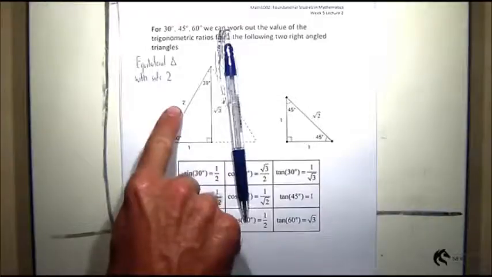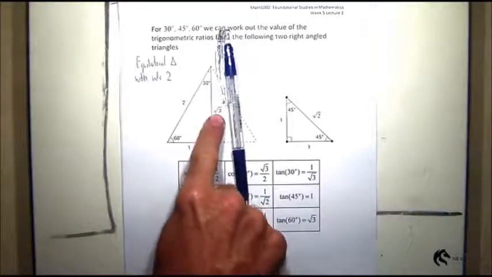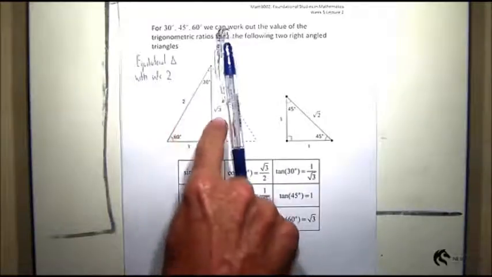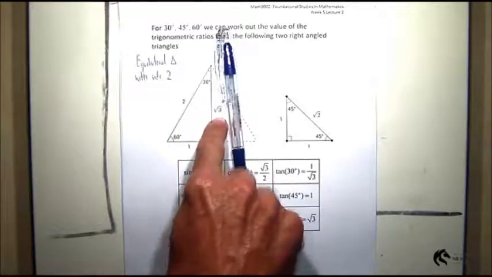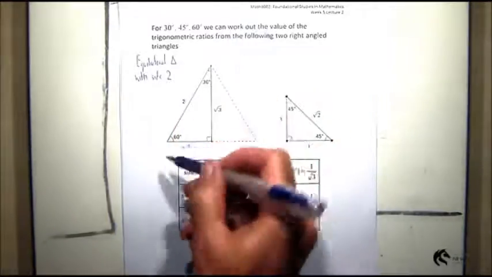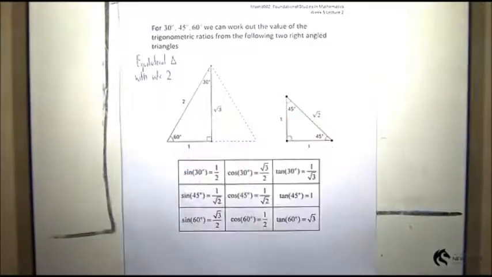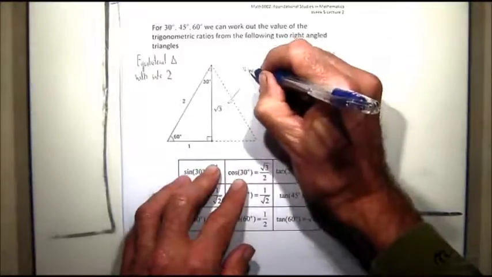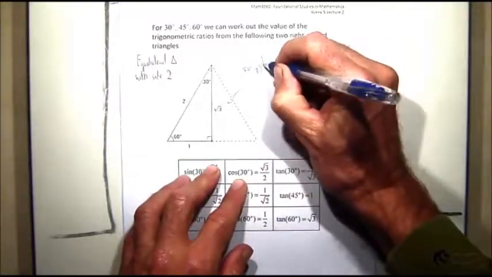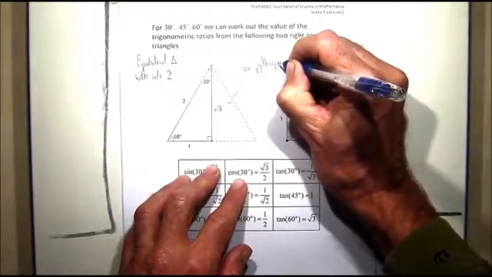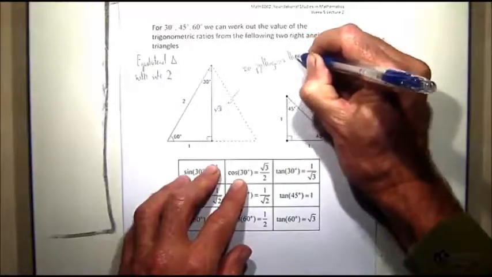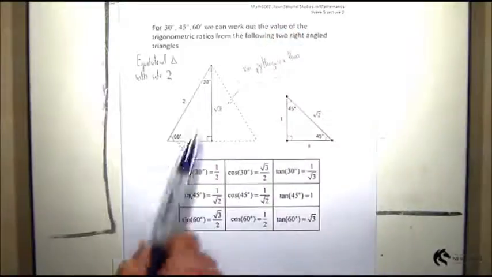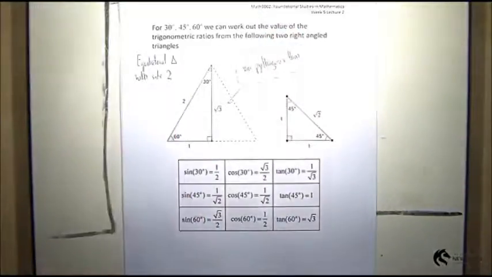Via Pythagoras' theorem I can work out that this squared plus this squared has to be 2 squared, so that side has to be the square root of 3. So here's a right angle triangle in which I know the angles and in which I know the sides. So this was worked out via Pythagoras' theorem. So there's one of my special triangles. It's the equilateral triangle one.